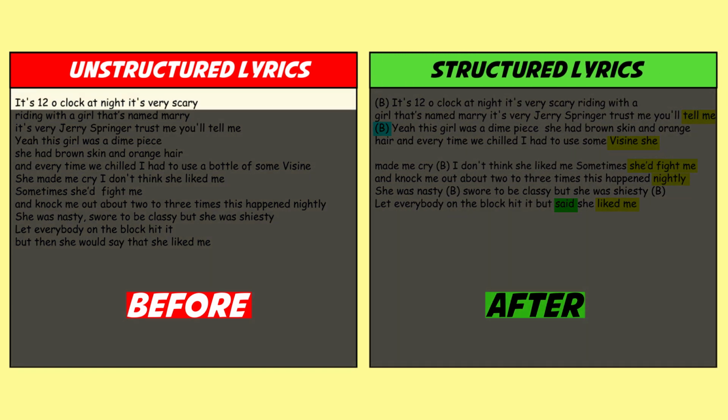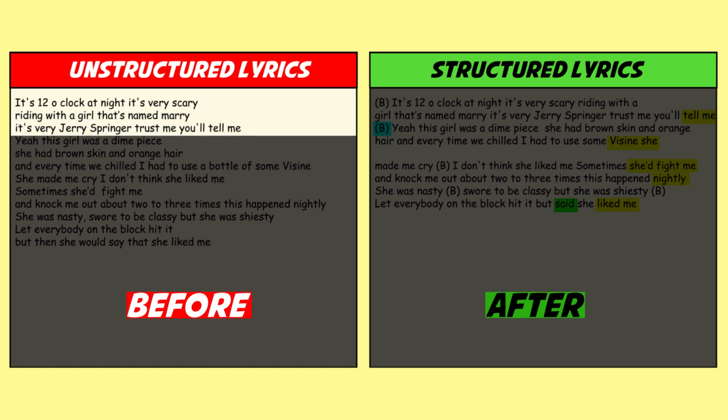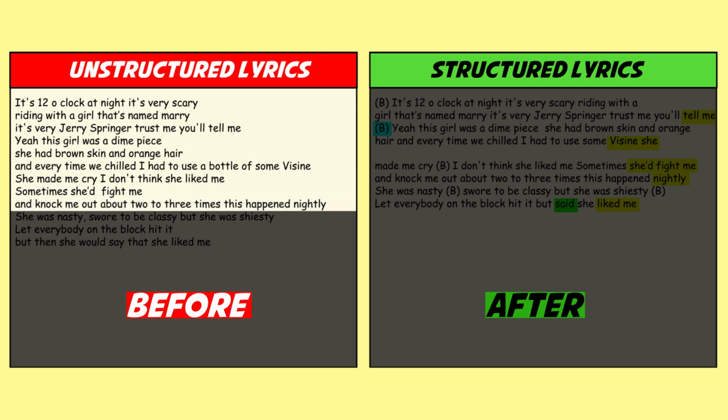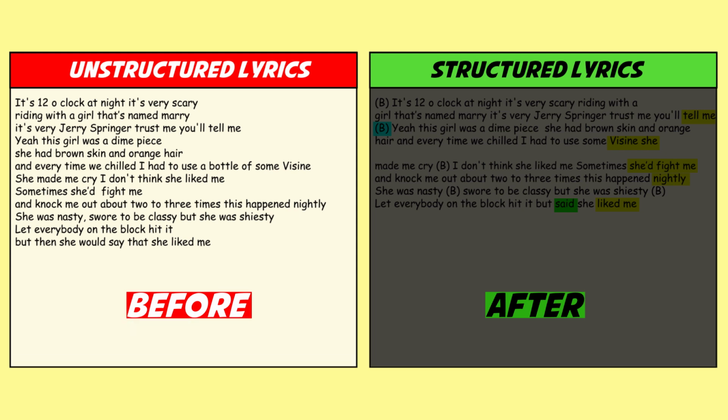It's 12 o'clock at night, it's very scary. Riding with a girl that's named Mary. It's very Jerry Springer, trust me, you'll tell me. Yeah, this girl with a dime piece, she had brown skin and orange hair, and every time we chilled, I had to use a bottle of some Visine. She made me cry. I don't think she liked me. Sometimes she fight me and knock me out about 2 to 3 times. This happened nightly. She was nasty, swore to be classy, but she was shiesty. Let everybody on the block hit it, but then she would say that she liked me.